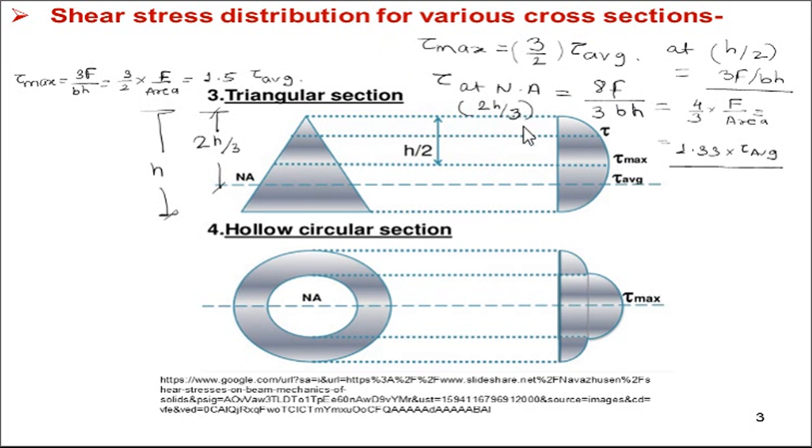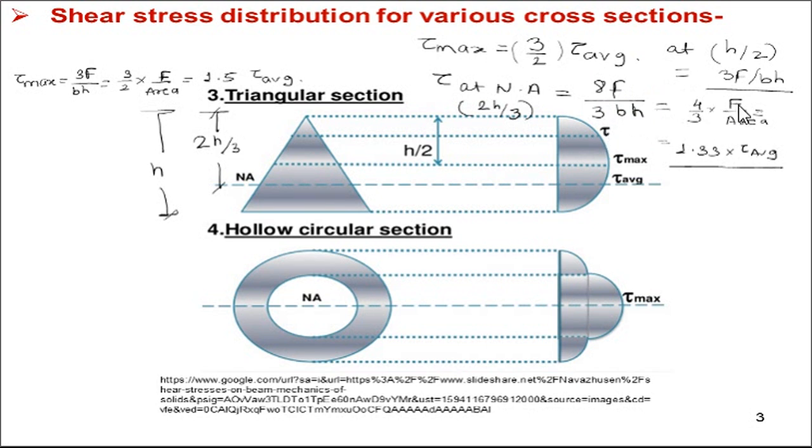Now, tau at the neutral axis. The neutral axis is at a distance of 2h/3 from the apex. So what is the tau? We can determine the tau at 2h/3 from the top, and it is 8F divided by 3bh. This is the formula of tau at 2h/3 from the top.